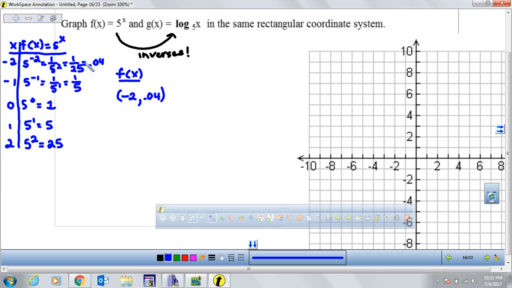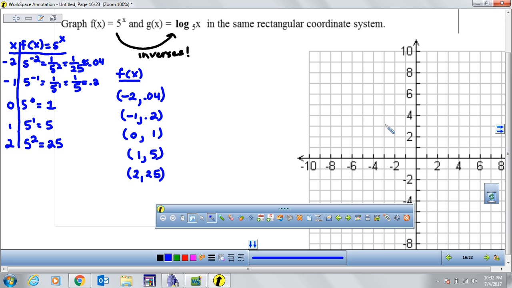Like approximately. So, it is an estimate. Now, 1 over 5, it is exactly 0.2. So, this is going to be -1, comma, 0.2. The next one, 0, comma, 1. The next one, 1, comma, 5. And the next one is 2, comma, 25.